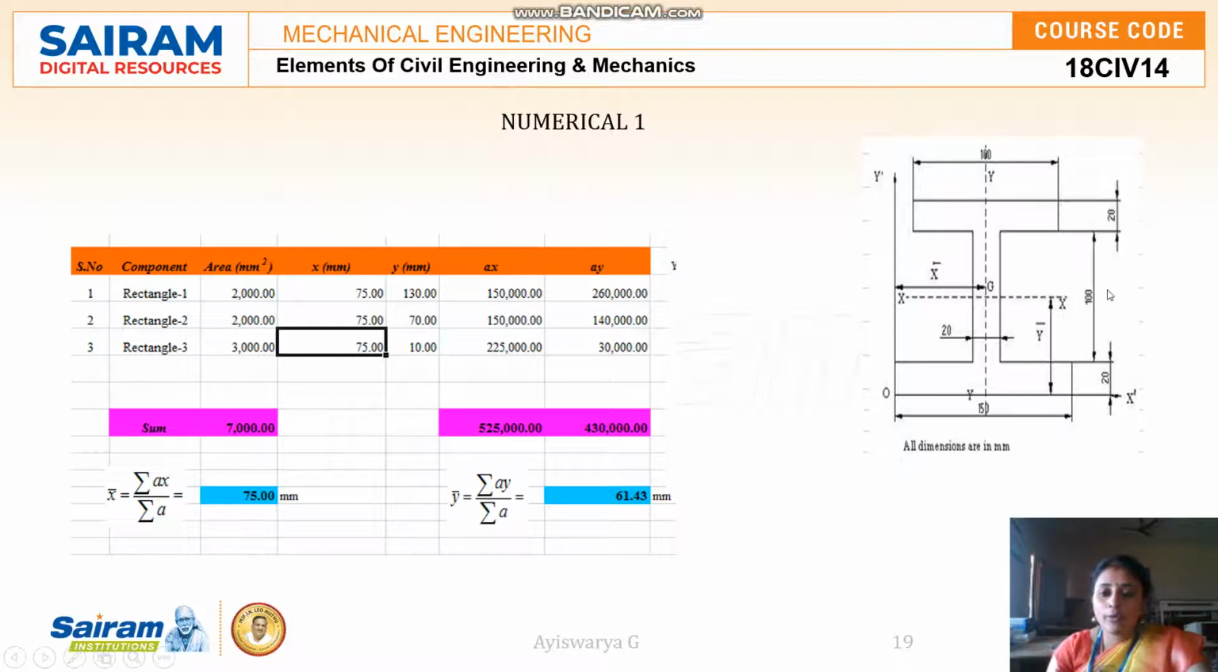Likewise, go for component number 2. Highlight only the second component and fix the center of gravity point for the second component. So for the second component, the distance between y to the G is, see guys, 150 divided by 2, that is 75 mm, and the distance between x to the G is 100 divided by 2, that is 50, plus 20, that is 70 mm, right? So multiply it and complete the ax and ay.